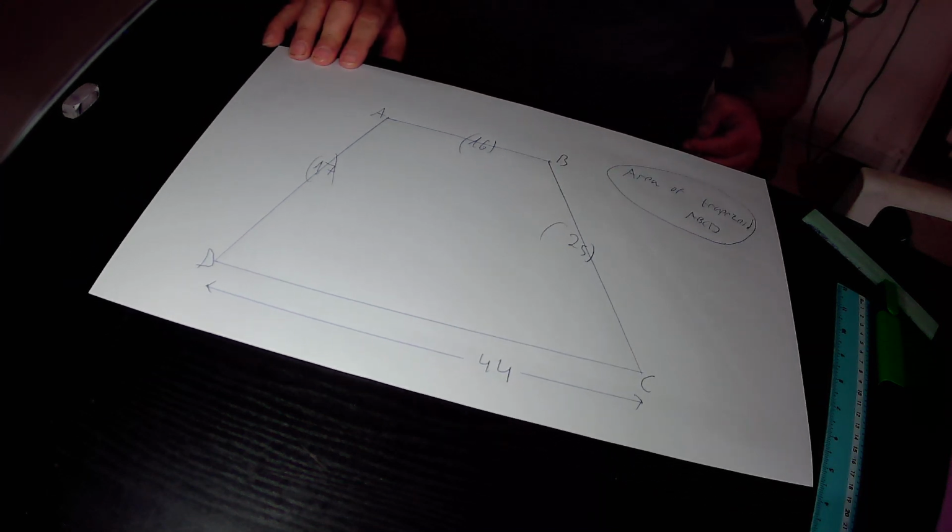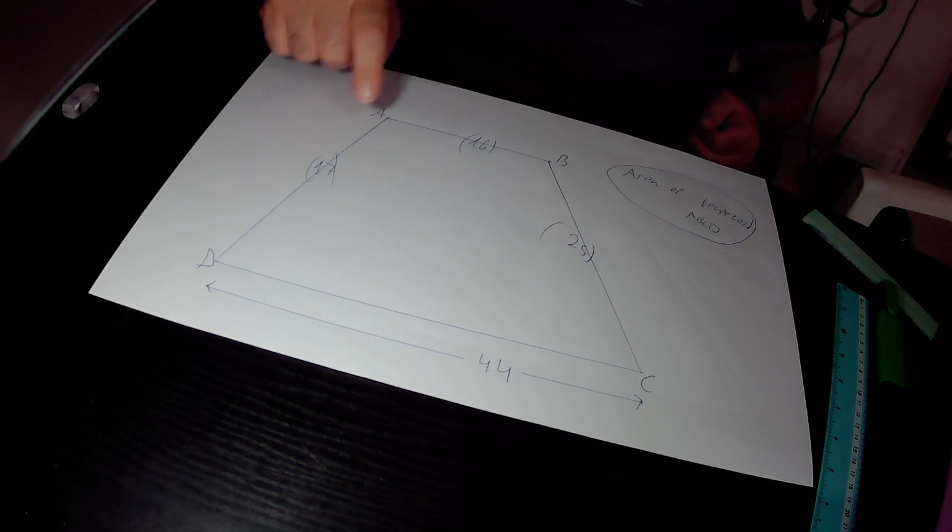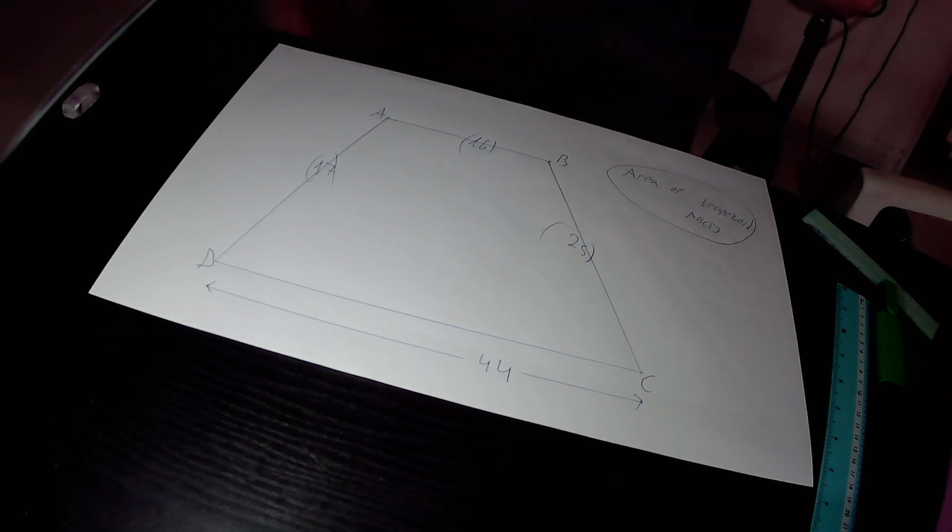We know that side AB equals 16 units, side AD equals 17 units, side BC equals 25 units, and side DC of this trapezoid ABCD equals 45 units in its length. Again, our mission is to find out the area of this trapezoid ABCD.